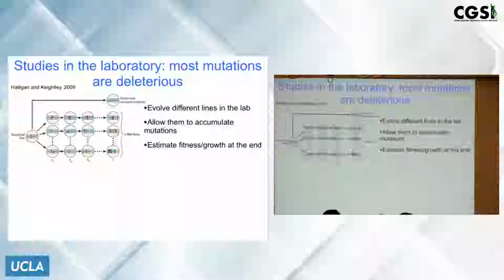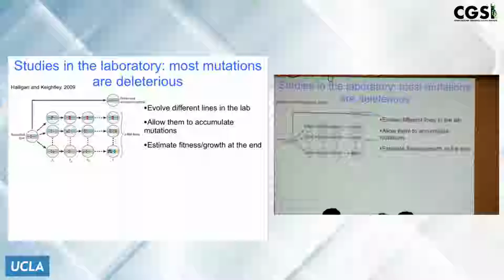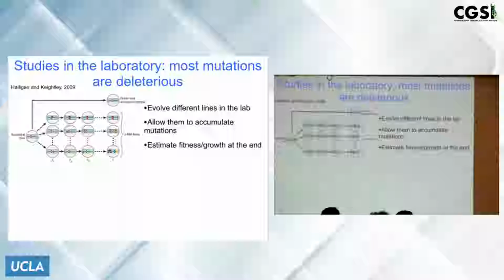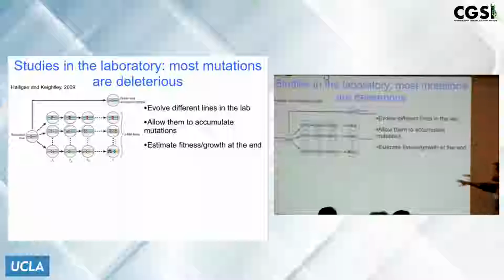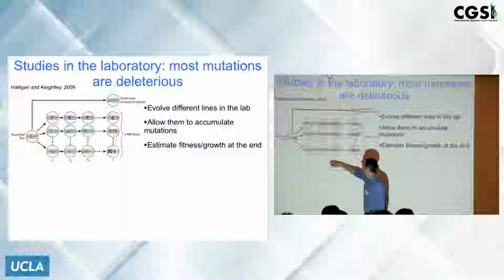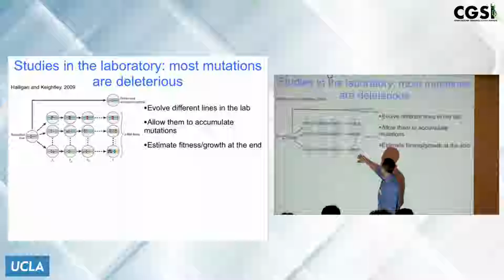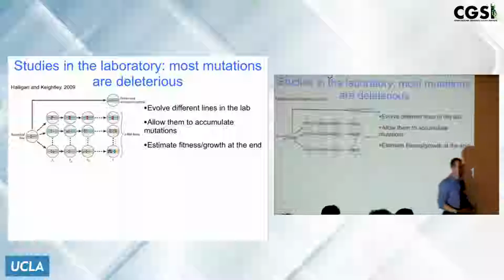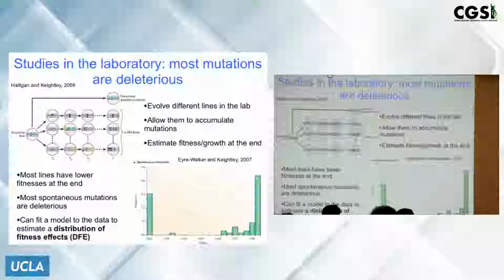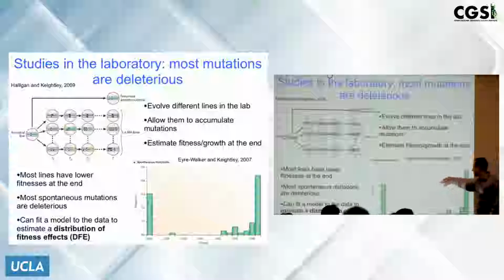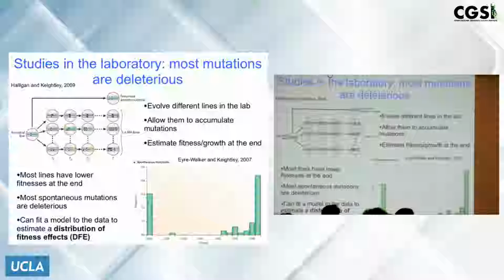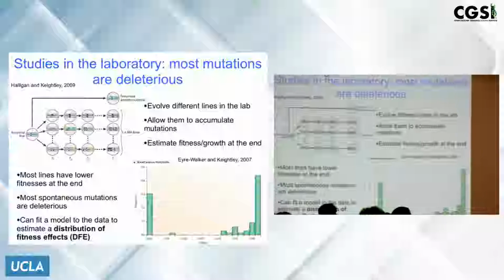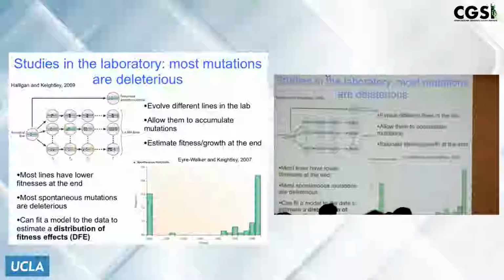So one approach that I'm not going to talk too much about, but I'm just going to mention in passing, is to use laboratory studies of model organisms. Typically yeast or bacteria can be used, or Drosophila, where you basically start with some ancestral line, keep multiple replicate populations, allow them to evolve and accumulate mutations, and then measure the fitness of these lines at the end. And typically when people do this, they find, here's just an example from a review paper, that many of the evolved lines, at least in stable environments, tend to have a reduced fitness compared to that ancestral starting material, suggesting that many mutations are deleterious.